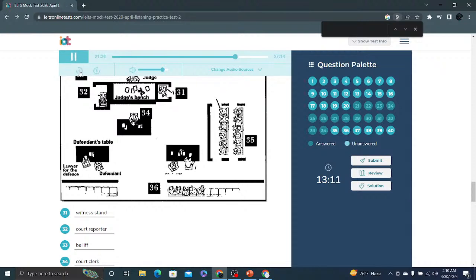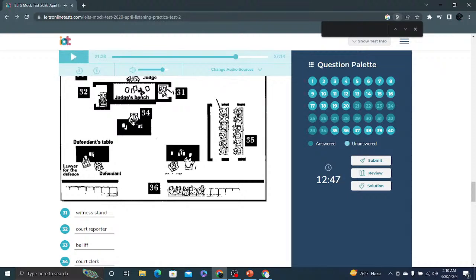Okay, area known as the well, judge served, and his job is to ensure the court procedure is observed and order is maintained. Directly in front of the judge's bench, located in the central courtroom area known as the well, is a table where the court clerk sits and records court proceedings.